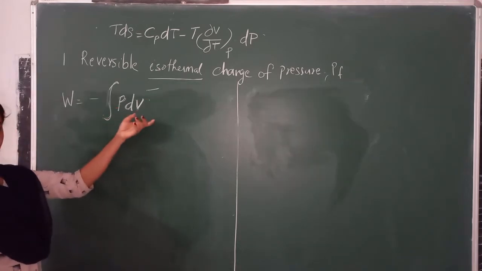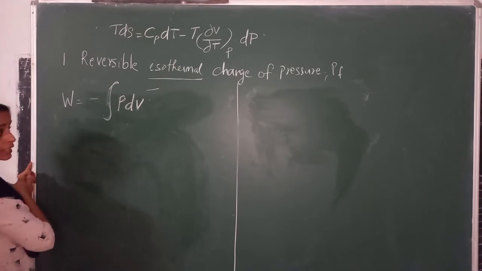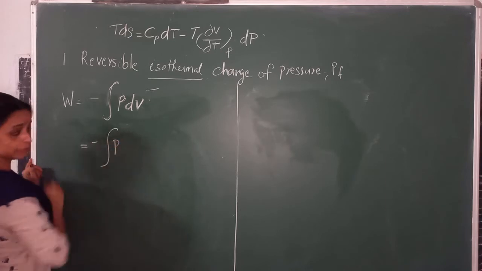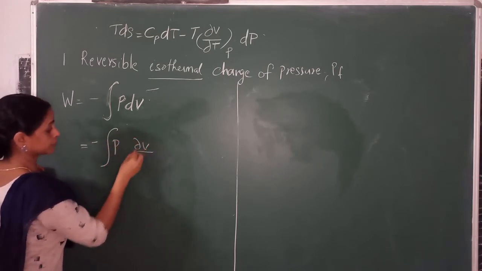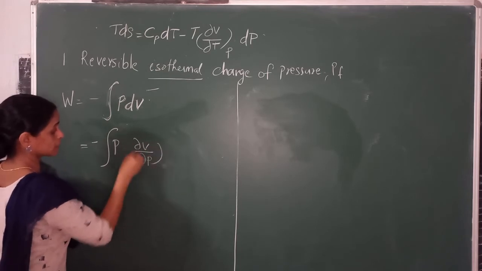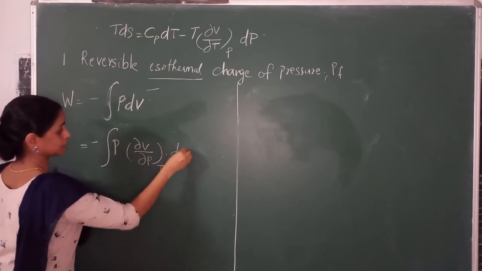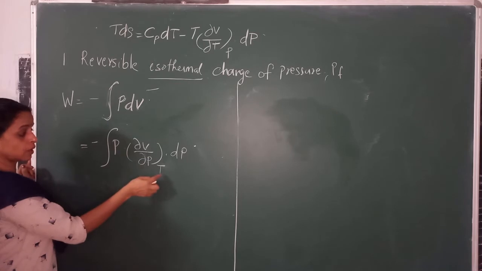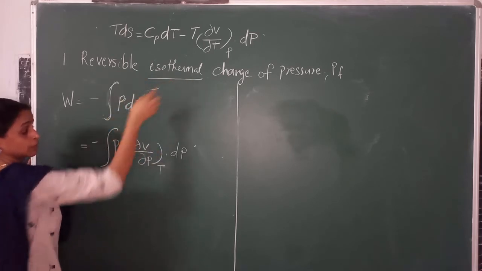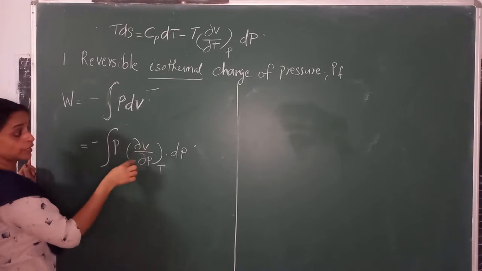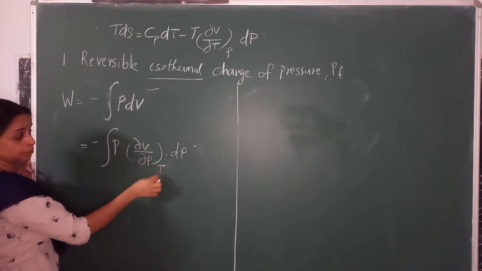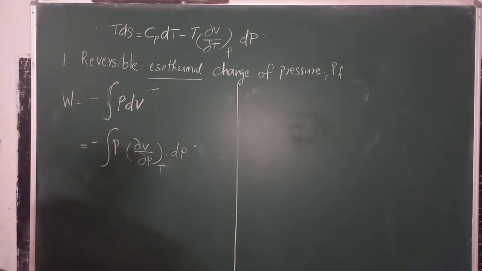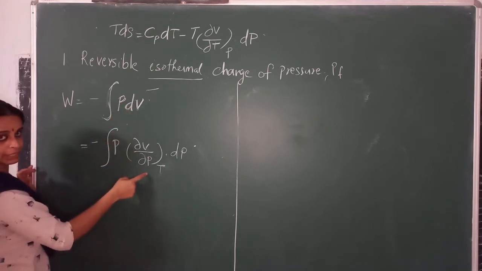So, at constant temperature, this dV can be written as a partial derivative. The work is equal to minus integral P dV, which can be written as dou V by dou P at constant temperature into dP. This is a partial change, the change of volume with respect to P at constant temperature, since we are dealing with isothermal change. So the next term, dou V by dou T at constant P into dT, will get cancelled, since dT is 0 here.